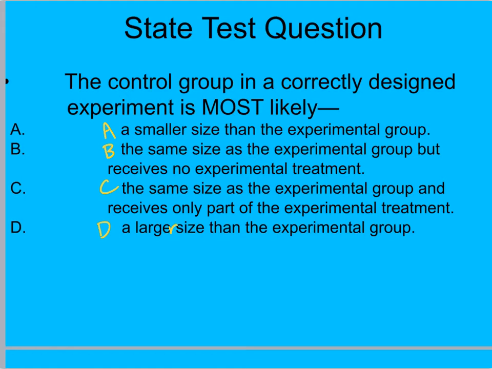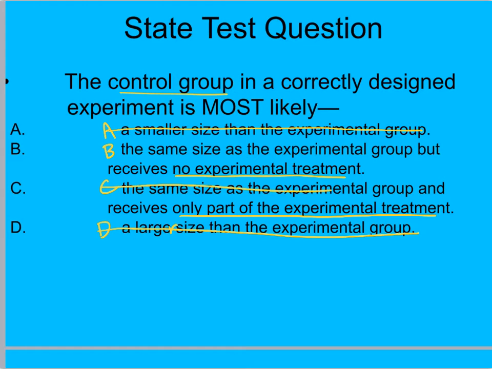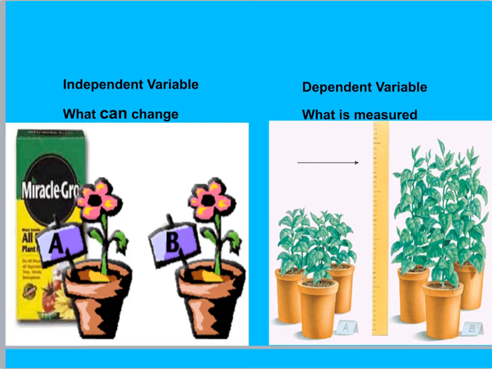So the control group, should it be smaller than the experimental group? No. Should it be larger? No. I think we can all agree that it should be the same size. So should it be the same size but receives no experimental treatment, or the same size and receives part of the experimental treatment? Remember, we've said over and over the control group is your normal group, so it should not receive any experimental treatment. So B is your correct answer.